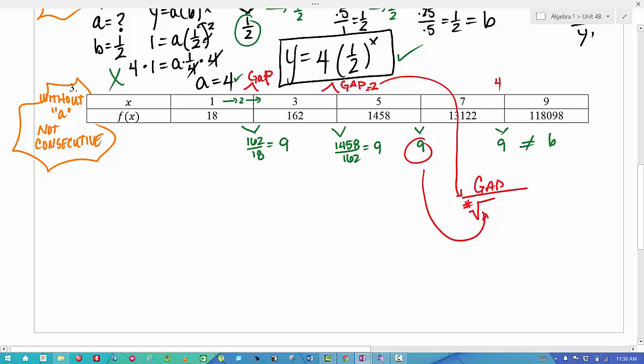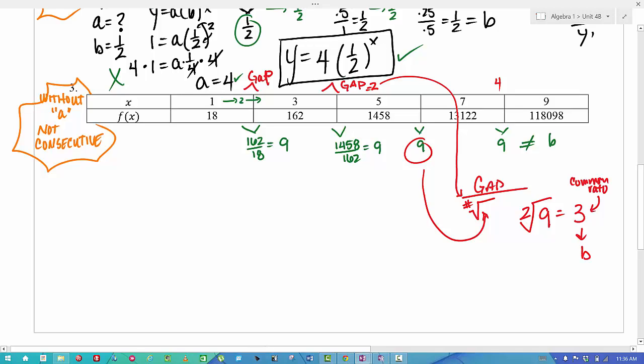So this is what it would look like. Are you ready? I'm going to take the square root of 9, which is 3. There's your common ratio. That accounts for the gap of the non-consecutive part of our sequence. If it was 10, we would have taken the 10th root. So our common ratio is 3, which tells us that b is 3.